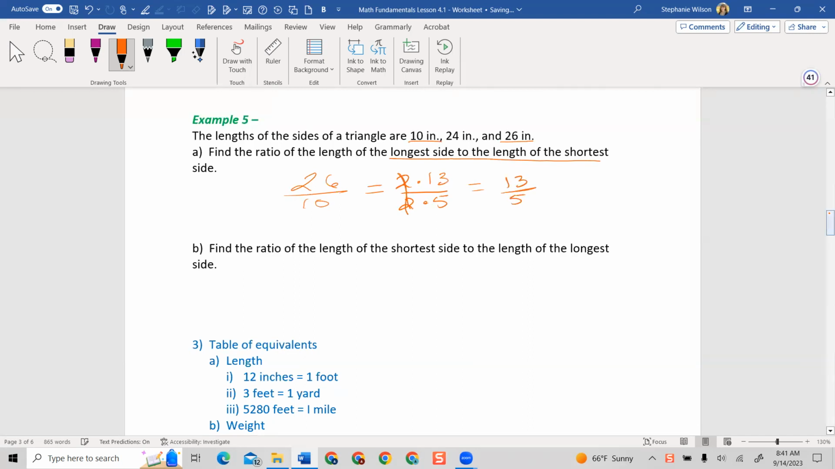We're going to find the ratio of the length of the shortest side to the length of the longest side. So let's go 10 over 26. Again, they still reduce. This time it's going to give me 5/13. They still reduce by 2.